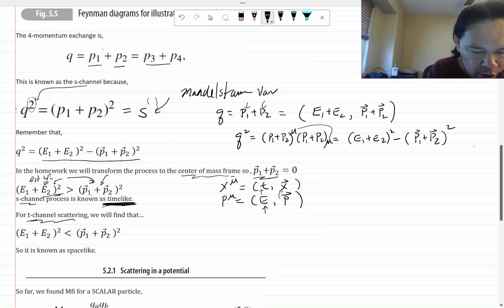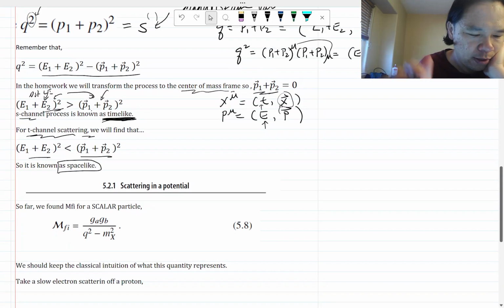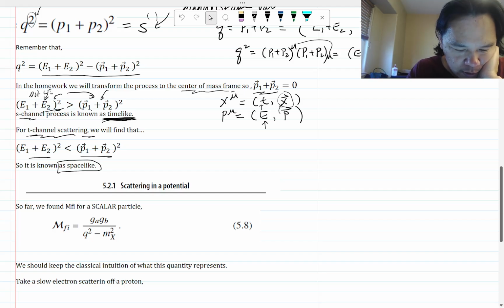And then in the T channel scattering, we're going to find that the 3-momentum is going to be bigger than the energy part. Therefore, correlating this with the momentum being the space part of the coordinate system, we're going to call this the space-like processes.